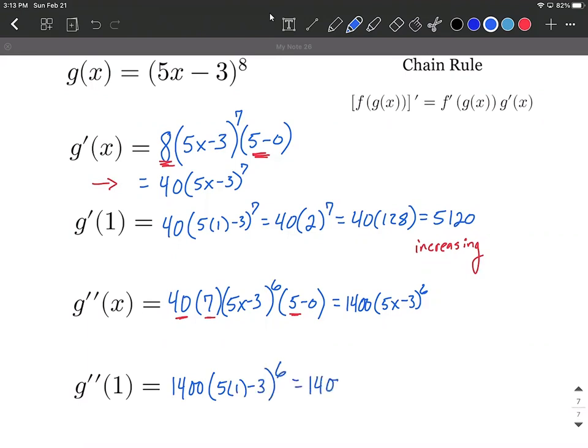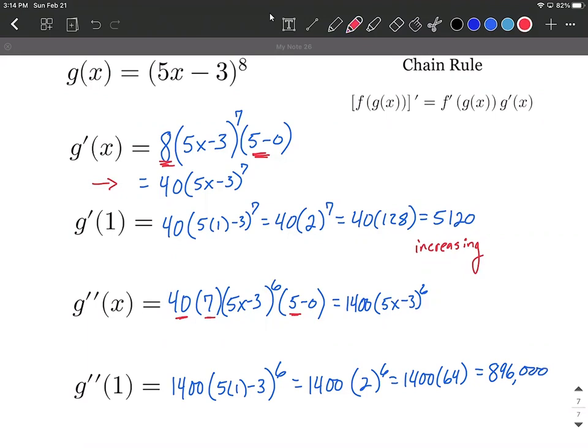So that's 1,400 times 5 minus 3 makes 2 to the 6th power, or 1,400 times 64, which works out to be a very large number, 89,600.